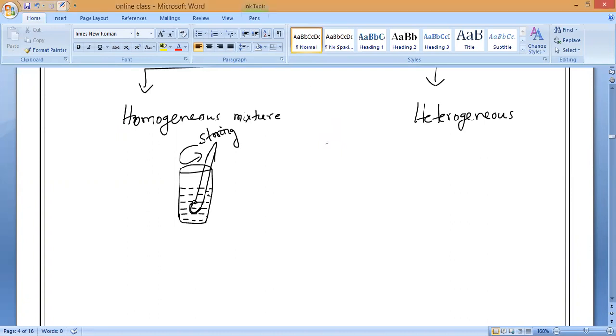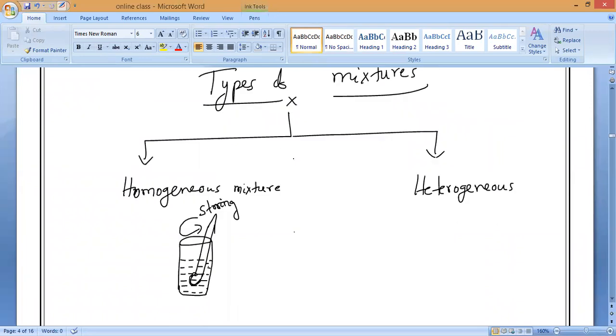Have you mixed it? Now try to stir it properly. Yeah, stir it properly. Now, once you are stirring properly, are you able to see the salt or sugar still? Anybody? Please respond. No, sir. It is completely dissolved. Is it dissolved or not? Yes, dissolved, sir.